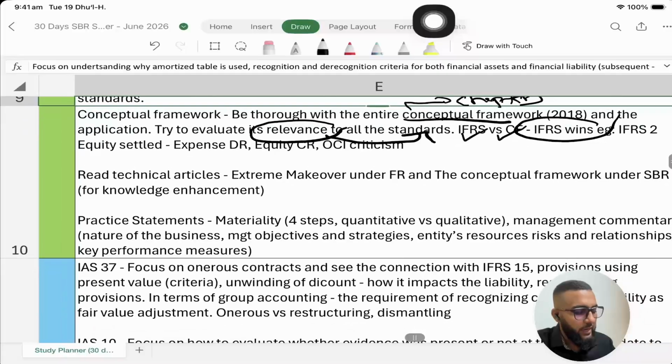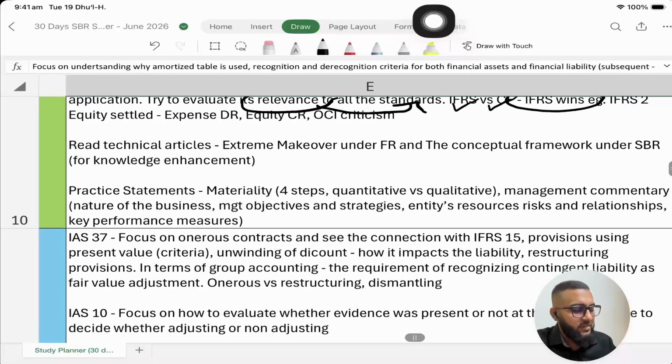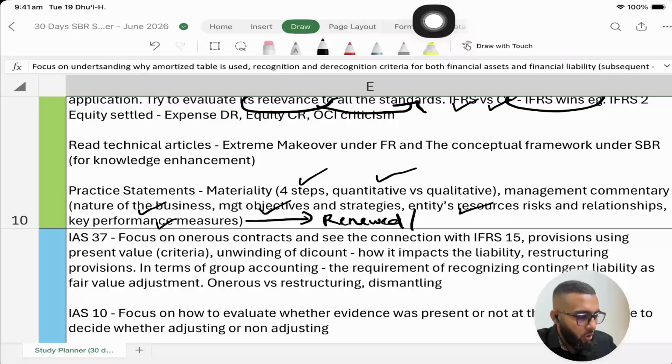And then practice statements, the materiality practice statement, you have to know the four steps, the quantitative versus qualitative materiality. Then the management commentary, you have to know the nature of the business, management objectives and strategies, entities' resources, risks and relationships, key performance measures, while focusing on the renewed or proposed changes to management commentary. There are changes that have happened already, but for your syllabus, it still goes as proposed changes. So make yourself thorough with that as well.